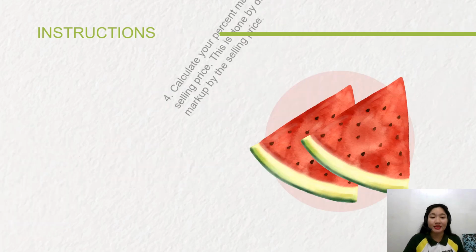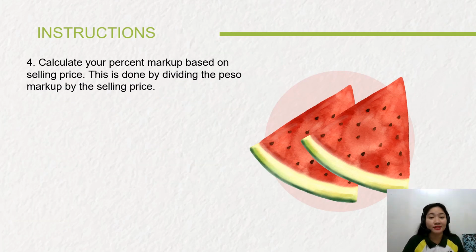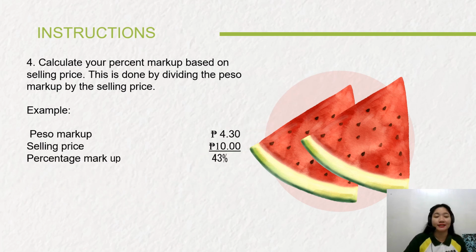Next, we are going to calculate your percent markup based on selling price. This is done by dividing the peso markup by the selling price. For example, we have the peso markup, which is 4.30, and the selling price is 10 pesos. So what are we going to do? We are going to divide 4.30 by 10 pesos, and we'll get the percentage markup, which is 43%.